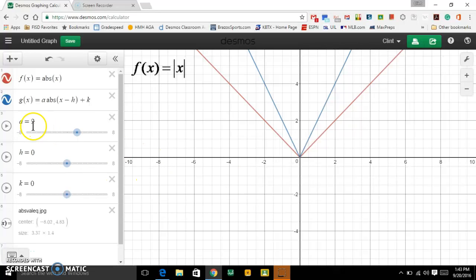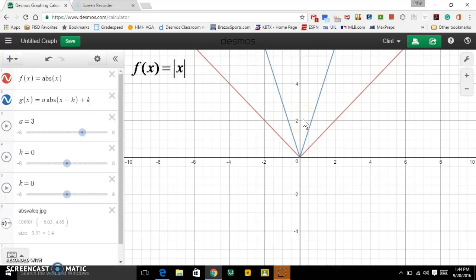Another way of thinking about that is A is always going to be equal to the slope of the right side of the graph. So here, start here, up 2, right 1. The slope is going to be 2. If I change this to 3, up 3, right 1, the slope A is going to be the slope of the right side of the graph. So what would be the slope of the left side? If A is 3, the slope of the left side is going to be negative 3. The left and right sides always have opposite slopes.